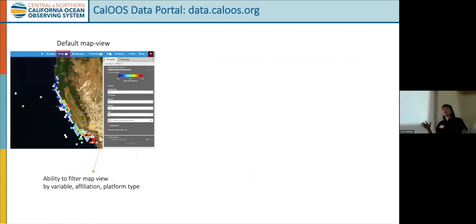So that was using the catalog search and finding data if you already know what you're looking for. If you're a new user and you want to just explore this portal, you can also interact with it using this map view. From the main website, you'd be able to click on this map up here, and this is the default map view, which is a little bit overwhelming when you first open it up, but you can filter it based on a specific variable, the affiliation, or the platform type. There's also a find data search tool up here that you can use to search for a specific layer if you already know what you're looking for.